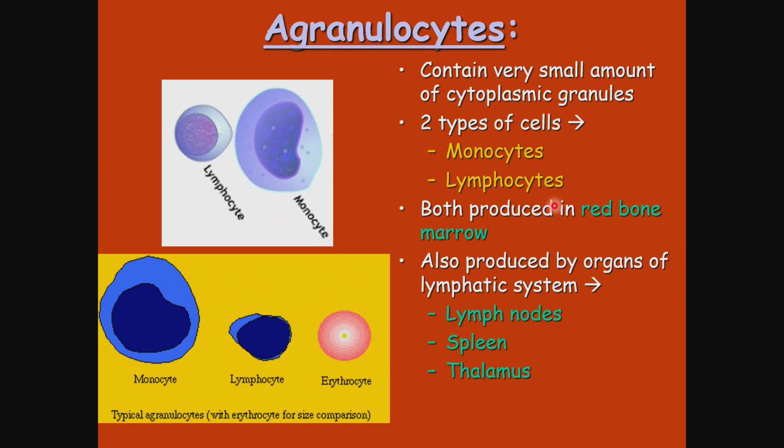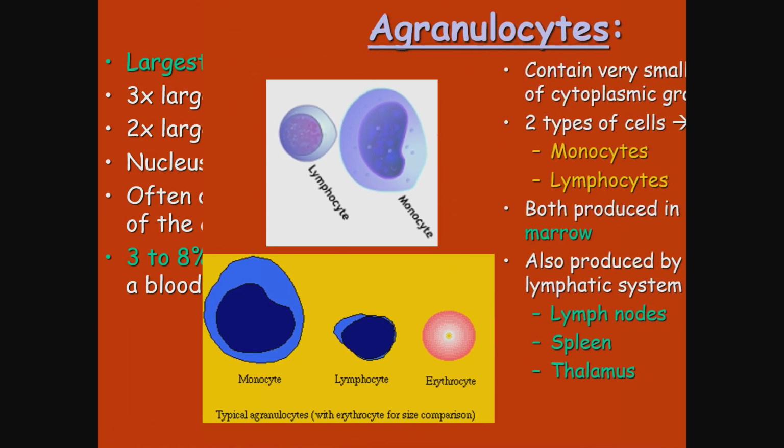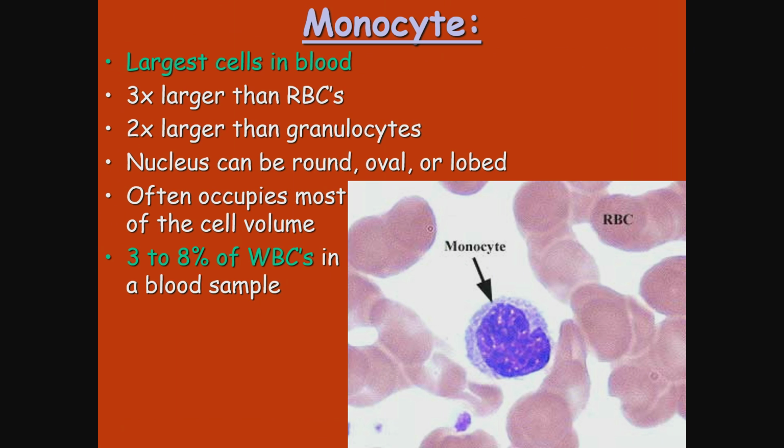You can see that in comparison to the red blood cell, the erythrocyte, lymphocytes are very close in size, whereas the monocyte is huge. The monocyte is the largest cell in the blood. It's 3 times larger than a red blood cell and 2 times larger than any of the granulocytes. One of the ways you can really tell that it's a monocyte is how big the nucleus is, okay? You can see right here the nucleus almost takes up the entire cell. 3 to 8% of white blood cells in a blood sample will be a monocyte.